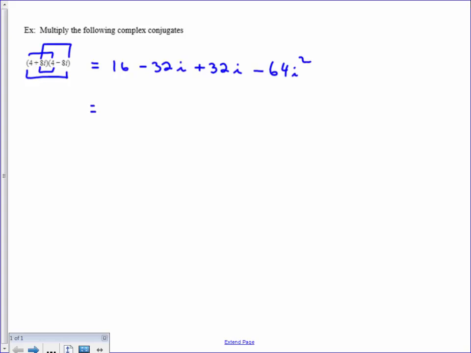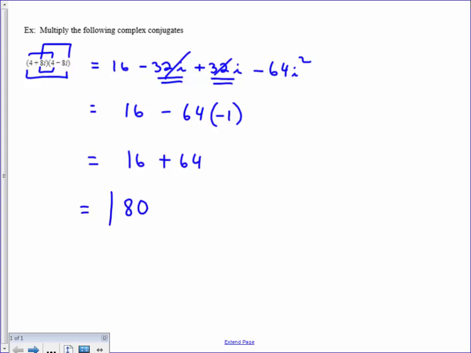We would then want to combine like terms. We have a negative 32i and a positive 32i that would cancel and combine to 0. On the last part, we have a negative 64i squared. In place of the i squared, we would want to substitute negative 1. So we would have 16, and then this would be plus 64, and 16 plus 64 is 80.